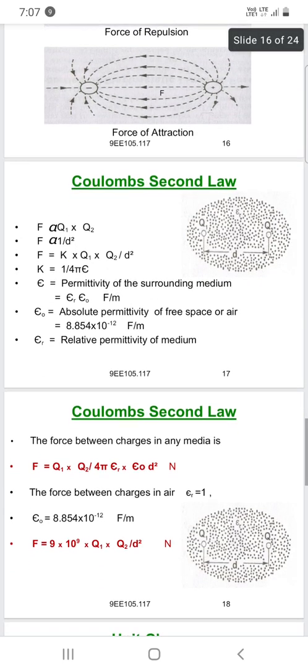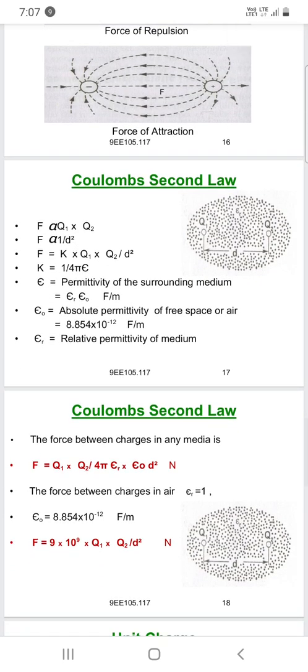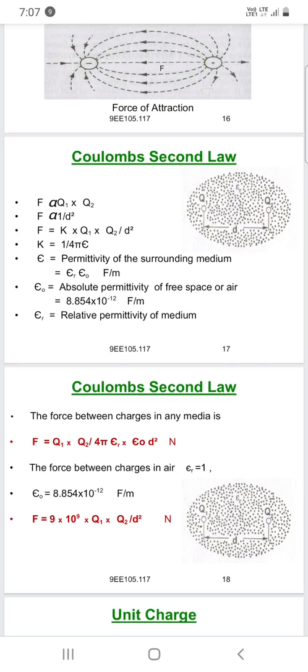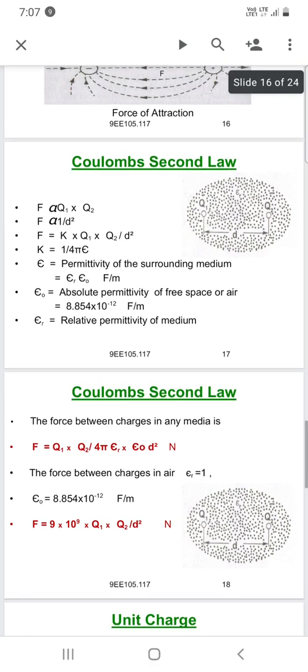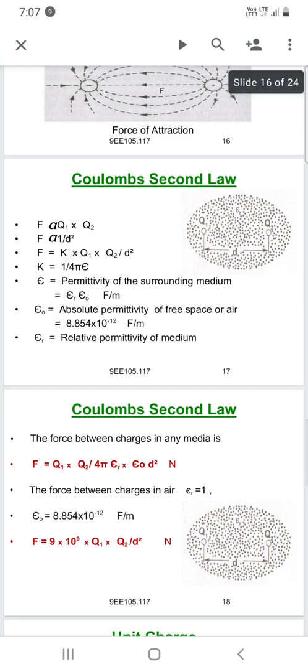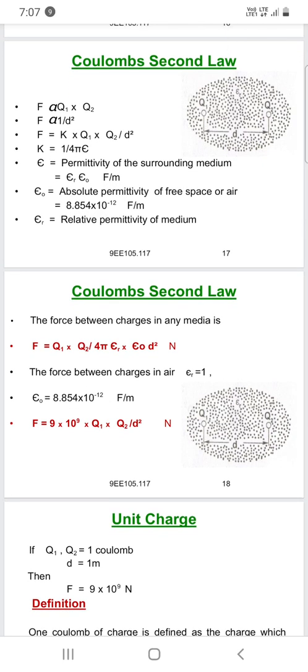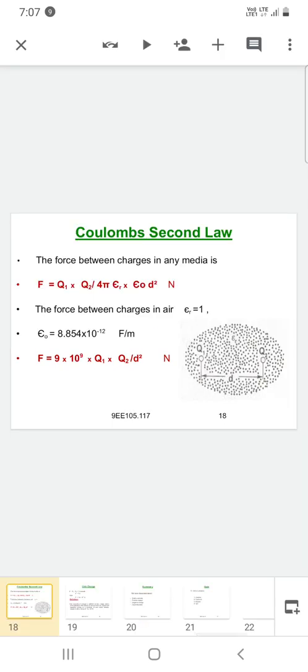Next, Coulomb's second law. What is Coulomb's second law? Two charges Q1 and Q2 of two objects are placed in air at a distance of d meters. The force exerted between the charges is directly proportional to the product of their charges. That means F is directly proportional to Q1 into Q2.